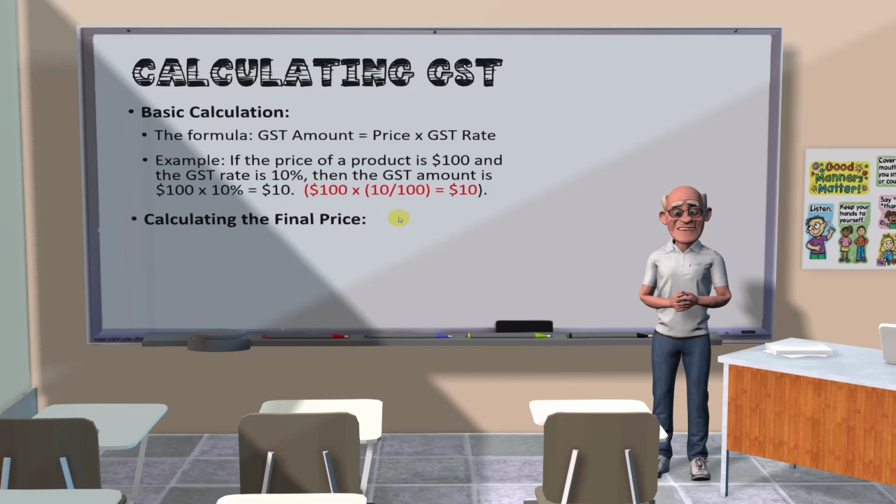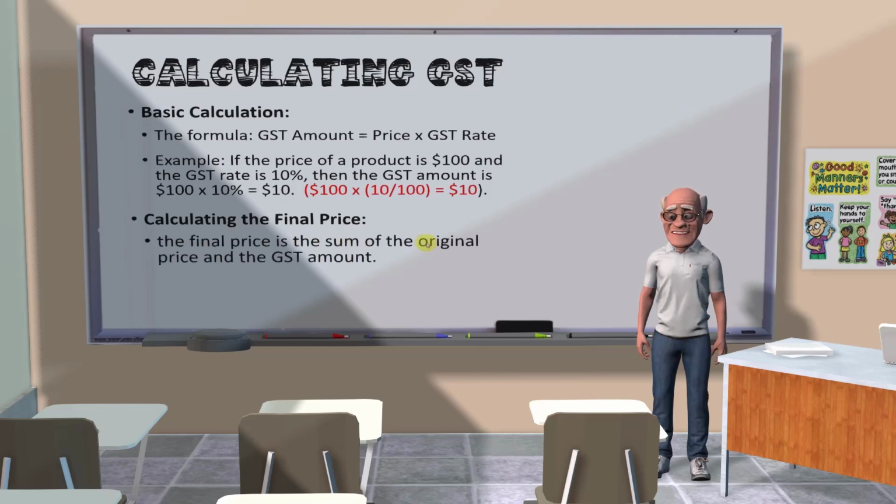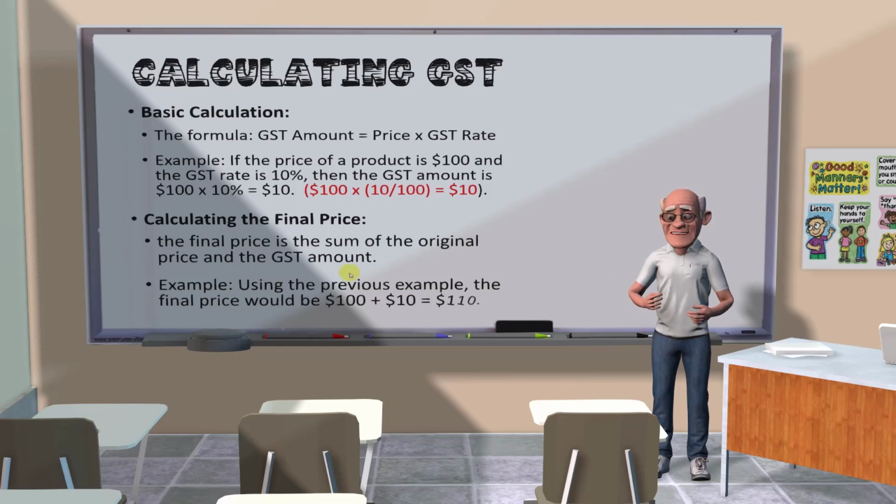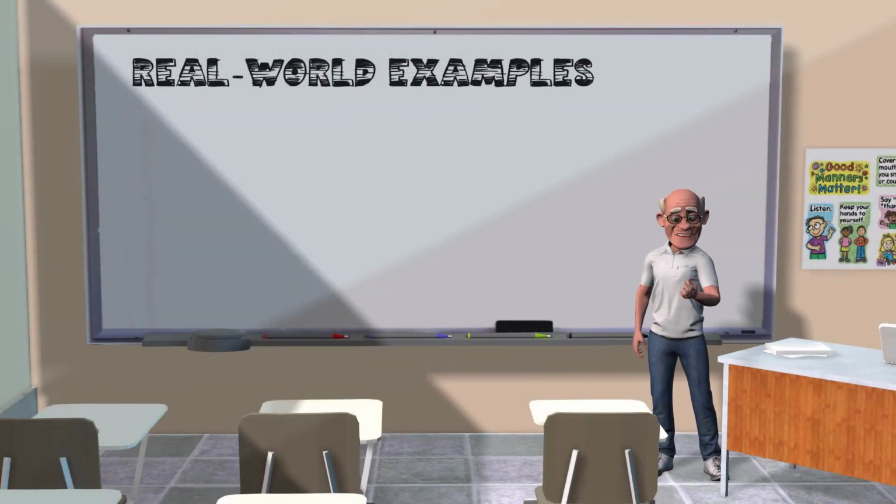Calculating the final price, of course, is going to be pretty easy. The final price is the sum of the original price and the GST amount. So you're going to be taking the same example we used above. The final price would be the $100, which is the selling price of the goods, plus a $10 VAT or GST that we calculated, so it gives a total selling price of $110. Good. And let's have a look at some real world examples on how GST works.